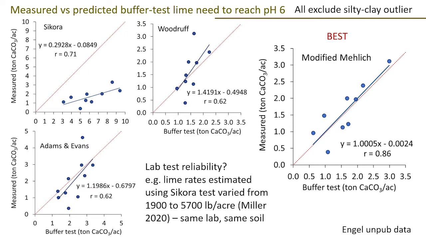One issue with these different lab tests is that when you send soil to a lab, the labs can vary among each other and also within the same lab. My colleague Bob Miller sent blind soils to a number of different labs and found that lime rates estimated for those soils varied fairly widely, even for the same lab. The other issue is that the only labs that Bob and I are aware of that use the modified Mehlich are mainly on the East Coast. So you would have to ask your lab, do they do a modified Mehlich, and would they be willing to for your soils?